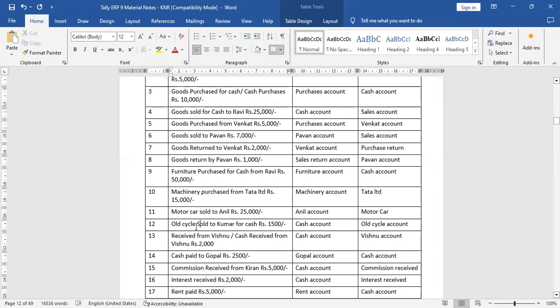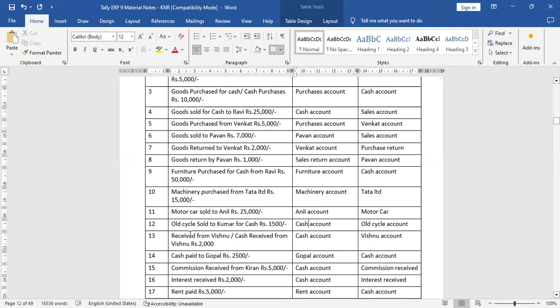So does cash come in or go out? Comes in. Cash comes in. Which side do you enter? Debit side. Old cycle, you have sold. So old cycle, which side do you enter? Credit side.